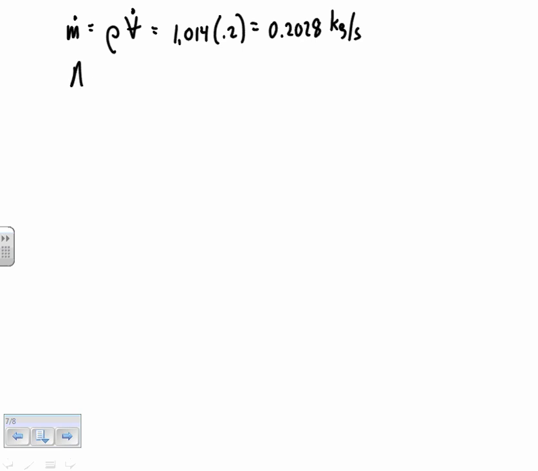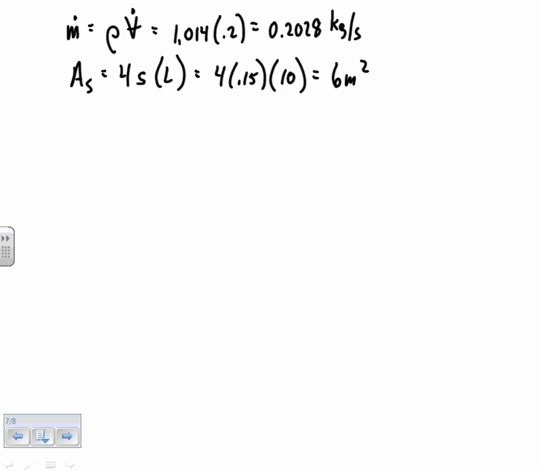I'll also need to calculate what my surface area is. The surface area of this rectangular duct is just going to be 4 times the side times the length, right? The perimeter of the object times the length will give me its surface area. So that's going to be 4 times 0.15 times 10. And that is equal to 6 meters squared.